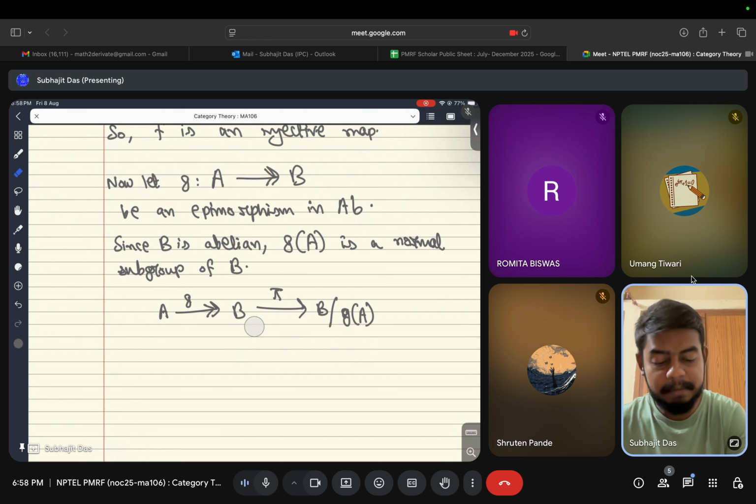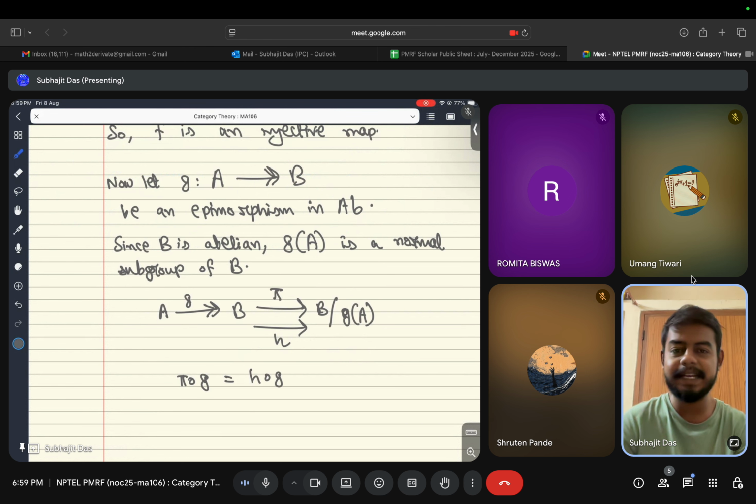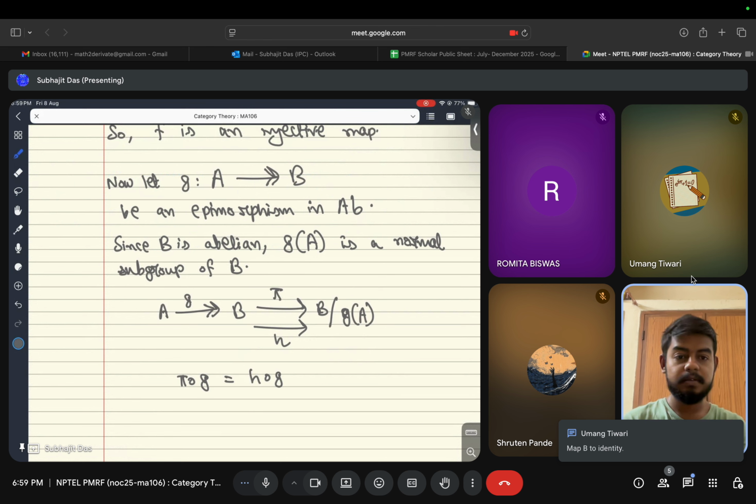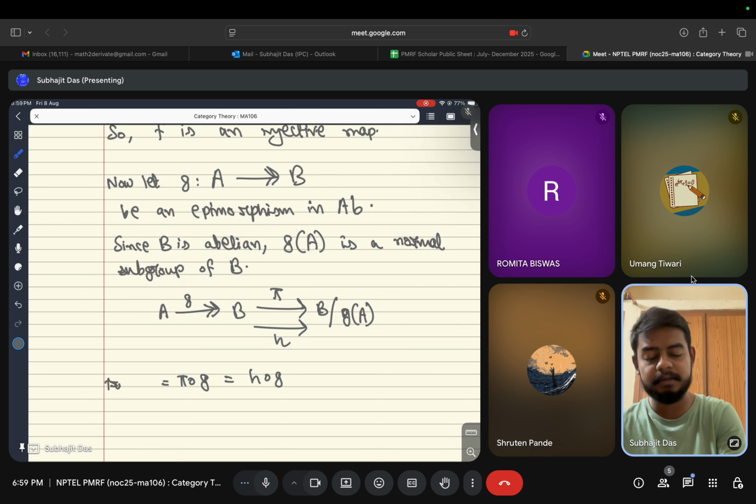So you need to come up with another map H, let's say, such that pi composed with G is equal to H composed with G. What is pi composed with G really? Oh, you mean the identity element of the group? Yeah, exactly. The trivial map. So the idea is that pi composed with G is itself the trivial map.